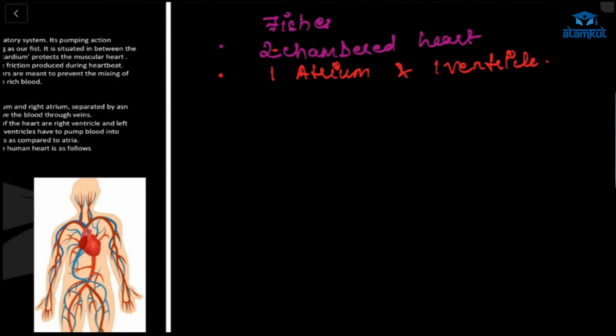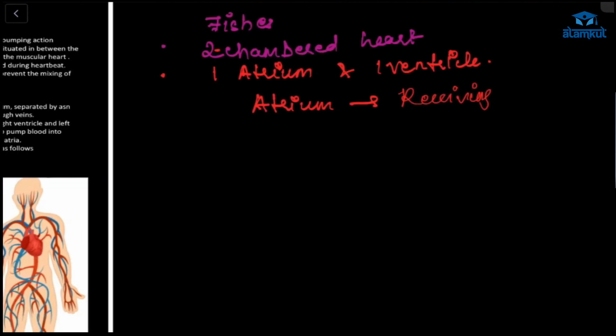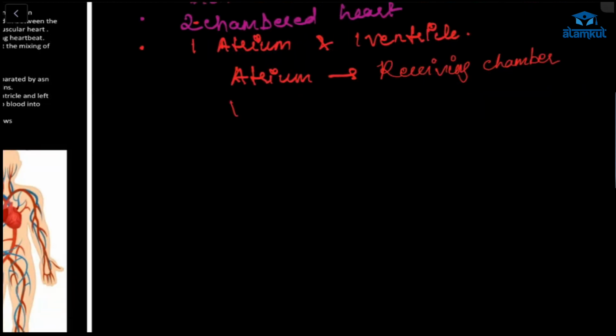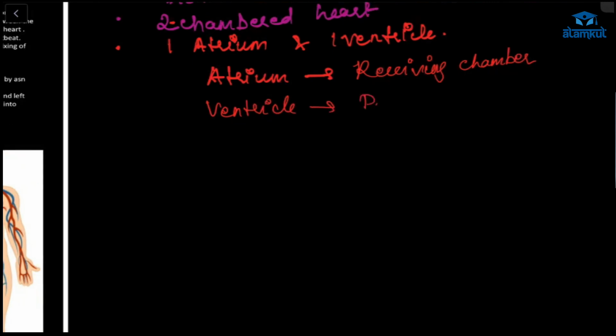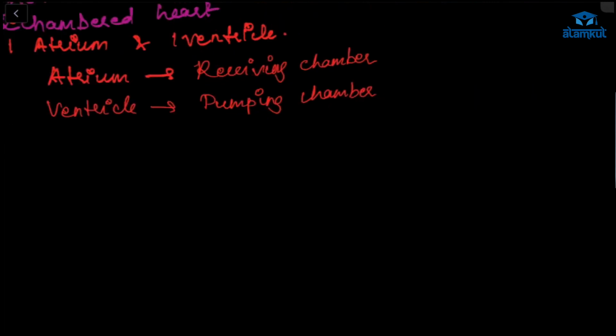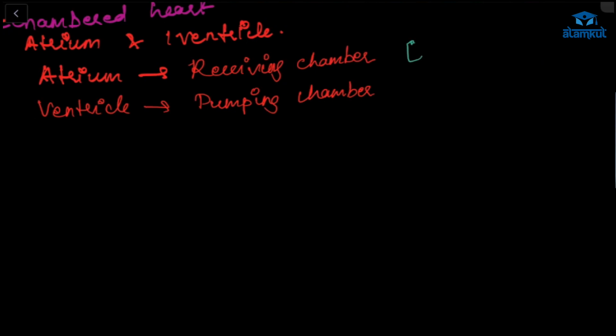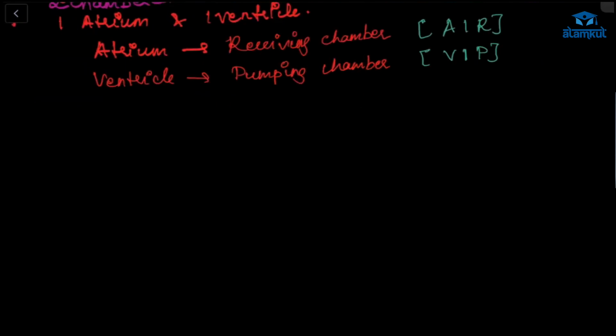You have to remember this: the atrium is the blood receiving chamber, and the ventricle is the pumping chamber. Atrium is the receiving chamber, ventricle is the pumping chamber. Understood? Now we learn by the block diagram. It is very easy and convenient.